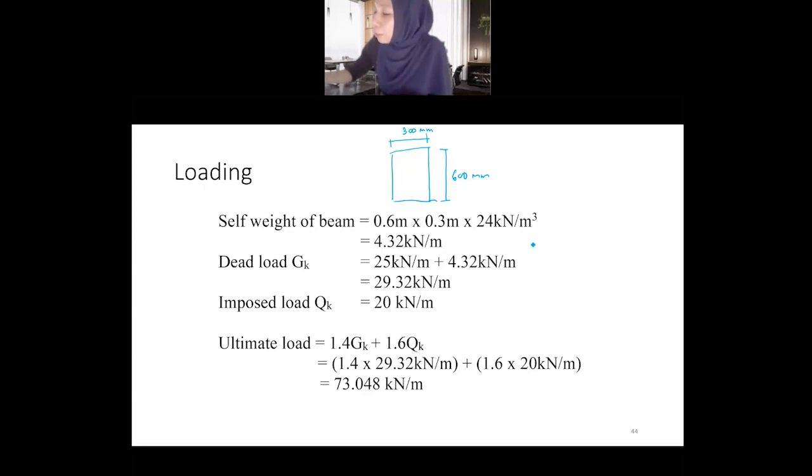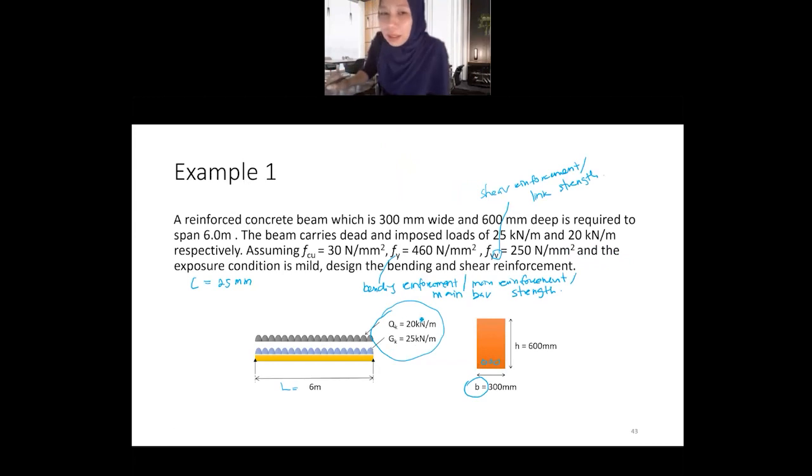Okay, ingat lagi 24 ni apa? I believe that in part 2 you ada belajar 24 kN per meter cube adalah unit weight of concrete. Okay. Unit weight of concrete. You kena darabkan area dengan unit weight of concrete. I tahu sebelum ni you belajar volume darab unit weight concrete. Okay. Tapi you kena ingat kat sini, kalau you tengok yang dia bagi dekat dalam soalan ni adalah per meter.